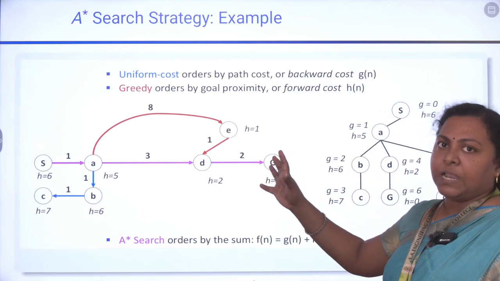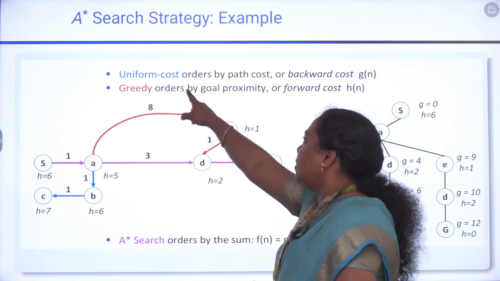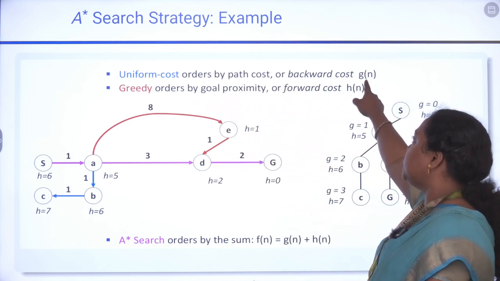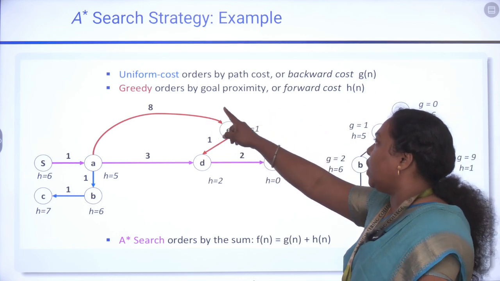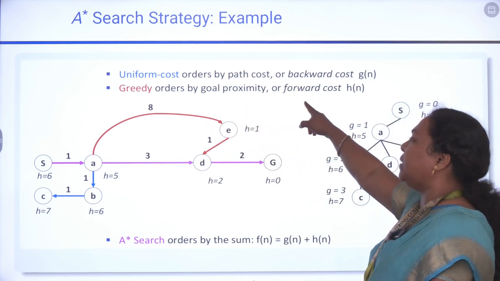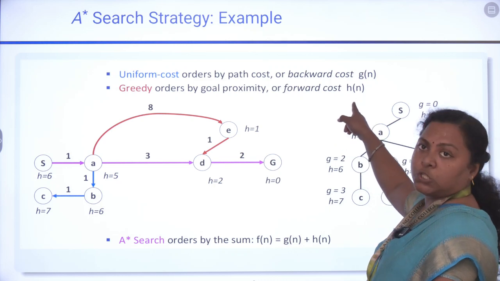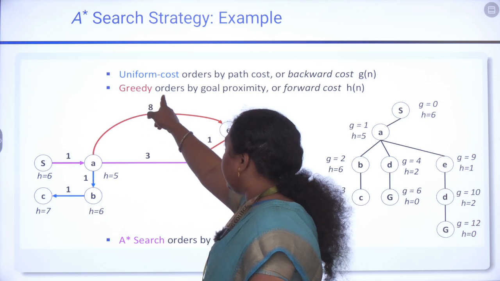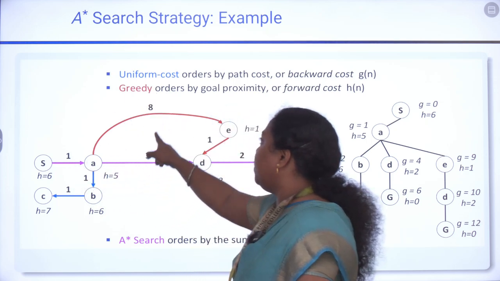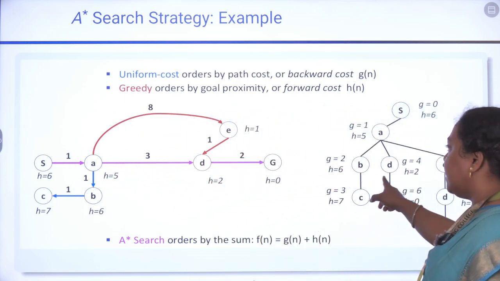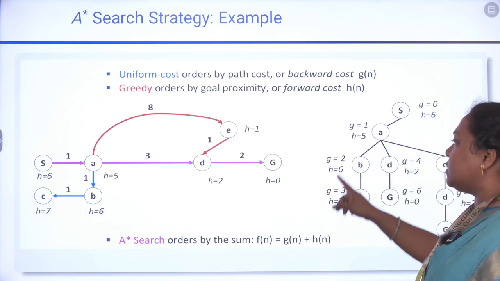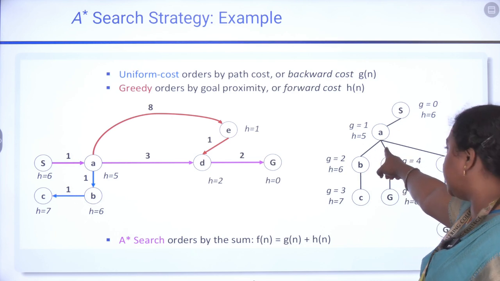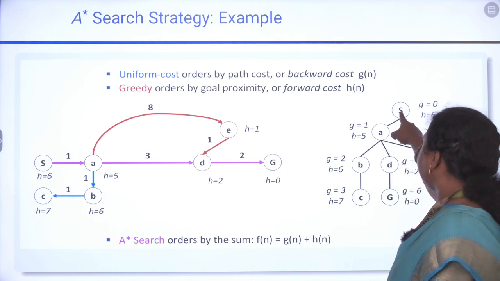So this is a simple idea which gives us here the uniform cost ordered by the path, which is a backward cost stored in g of n, and greedy ordered by goal proximity, which is a forward cost stored in h of n. So this is the greedy order, and this is the uniform cost. We will see here how it has been explained to us. S is the starting node. S has only one successor node, which is A, and it has been calculated.